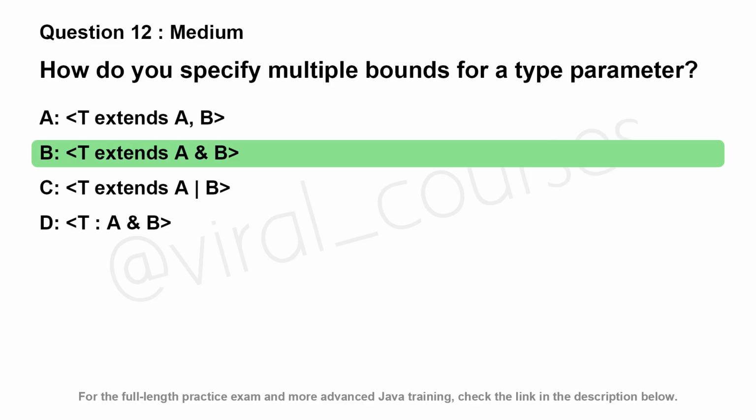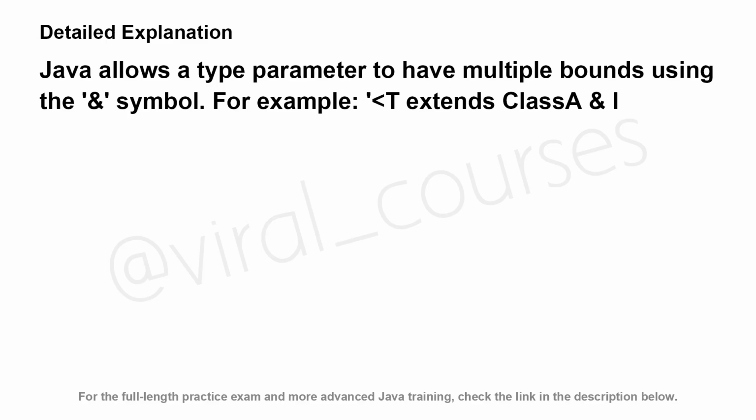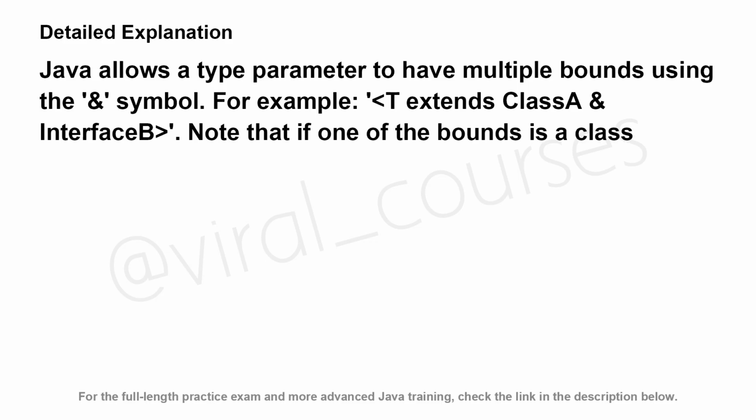The correct answer is B. Java allows a type parameter to have multiple bounds using the AND symbol. For example, <T extends ClassA & InterfaceB>. Note that if one of the bounds is a class, it must be specified first.